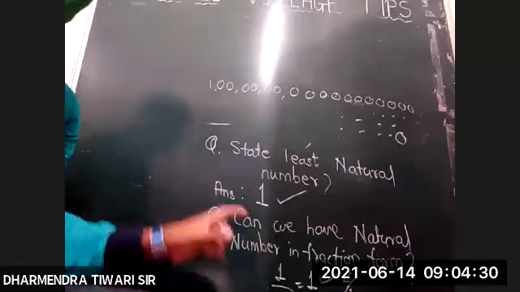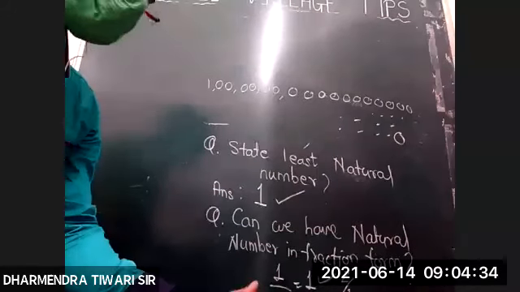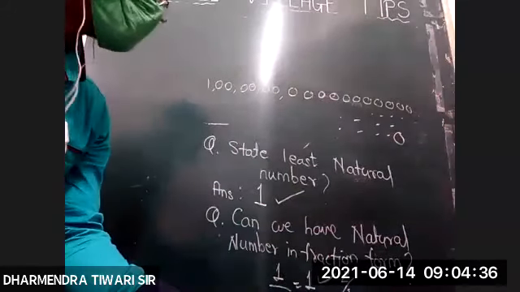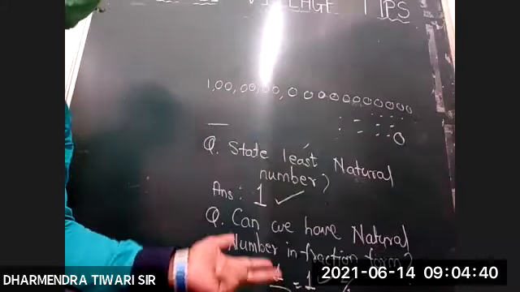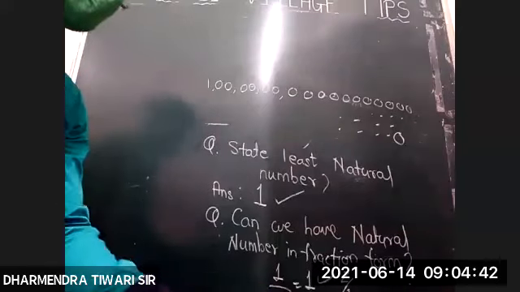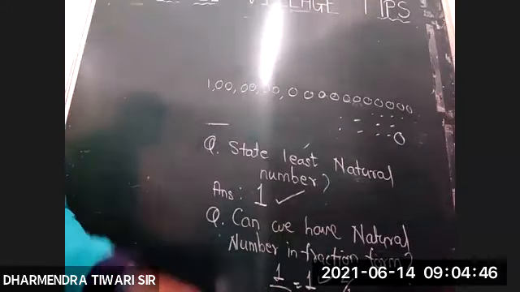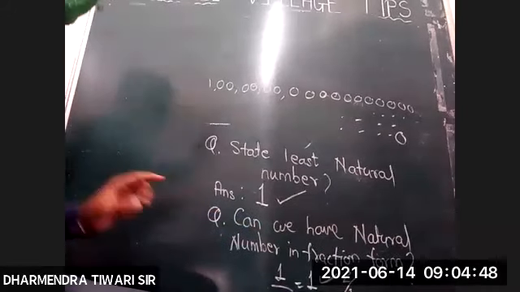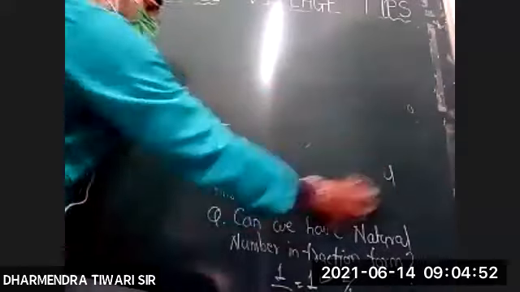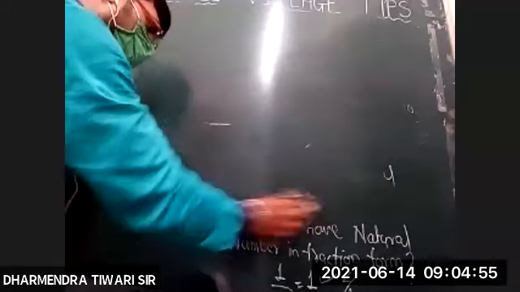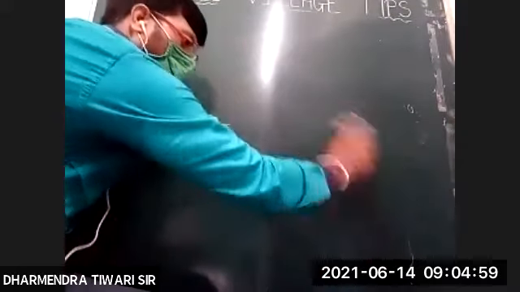Hope natural numbers are very clear. The least natural number is 1. The last natural number does not exist. And a fraction form for the natural number is not possible. Now next set, whole numbers.